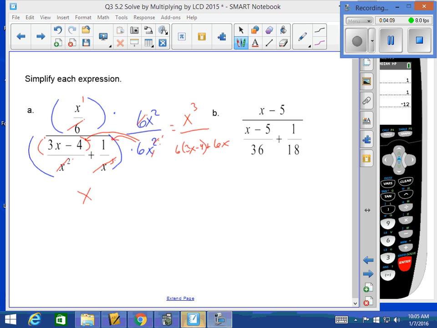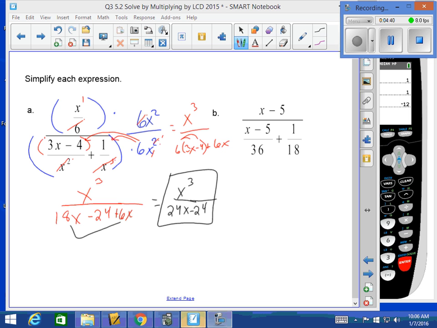Now I do want to simplify that denominator a bit more, so I'm going to distribute the 6 in. 6 times 3x is 18x. 6 times negative 4 is negative 24. And then I have a plus 6x. So I do have some like terms. I could combine the 18x with the 6x and get 24x minus 24. Now this right here would be my answer.